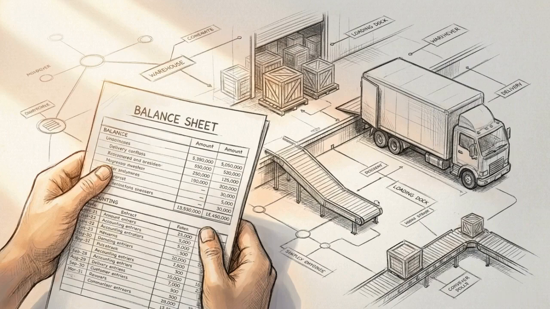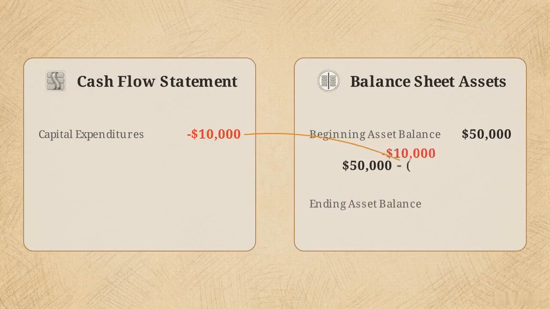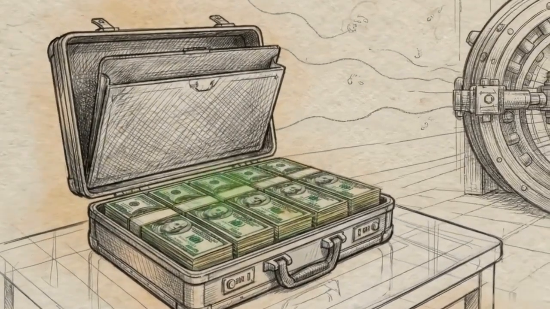Linking to balance sheet assets requires a counterintuitive rule. Because spending cash on inventory or equipment is an outflow, it appears as a negative on the cash flow statement. To correctly represent that increase in the asset account, you must subtract the negative cash flow line item from the previous period's balance. Liabilities operate on the exact opposite logic.